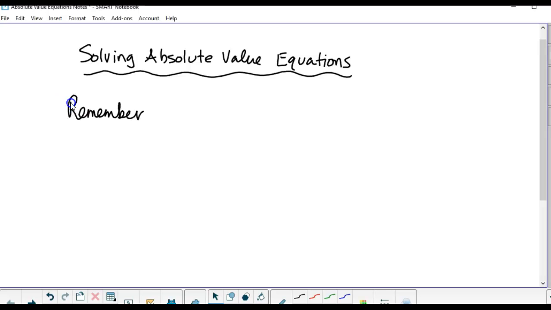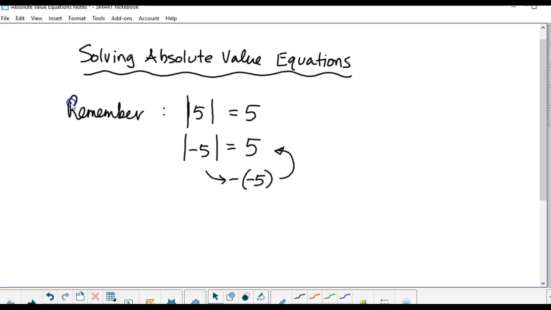Okay, so we're solving absolute value equations. Obviously, you can do it graphically, but we're doing it algebraically. So remember, the absolute value of 5 is 5. The absolute value of negative 5 is also 5. Really, you're taking the negative of what's inside there. Okay, so that's what we have to consider when we're solving an absolute value equation.